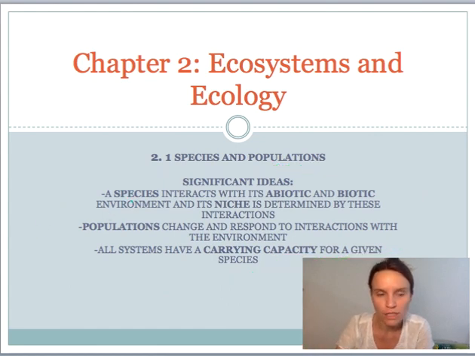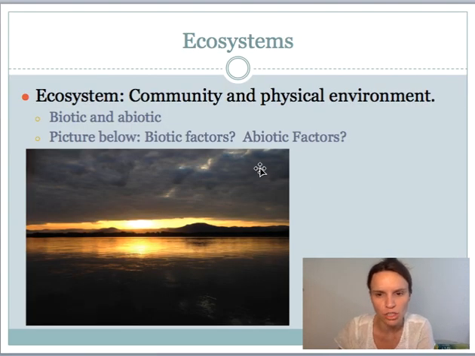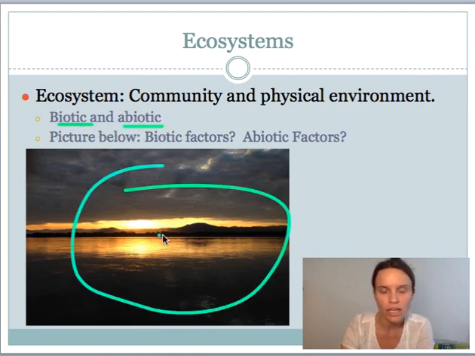So the first thing that we're going to talk about is biotic and abiotic factors. Those words might be familiar to you from an introductory biology class. As a reminder, biotic means living and abiotic means non-living. In this picture, there are lots of abiotic factors. The light is abiotic, the water is abiotic, but the abiotic factors are what make it possible for life to happen there. So in this water, there are probably some fish.